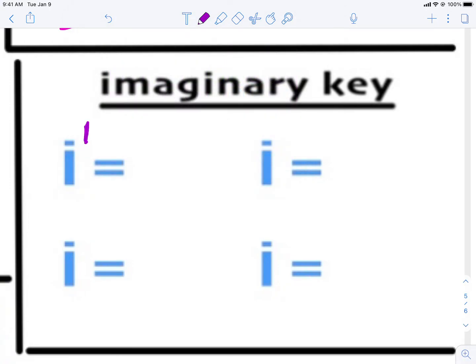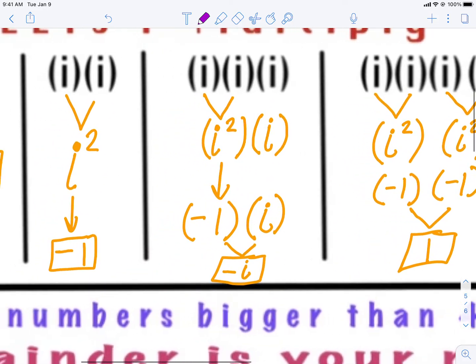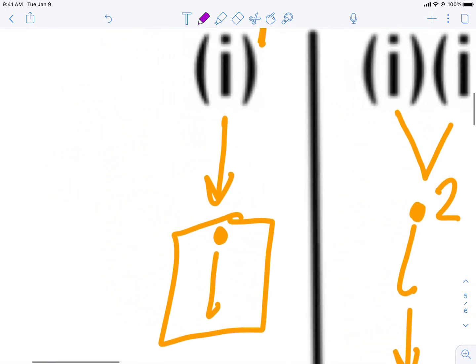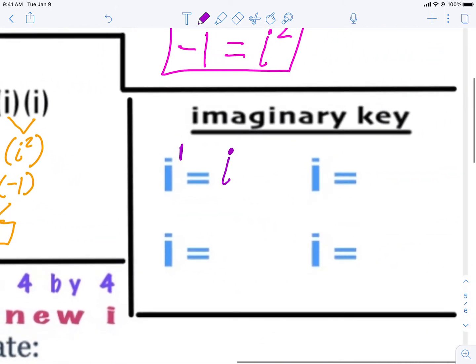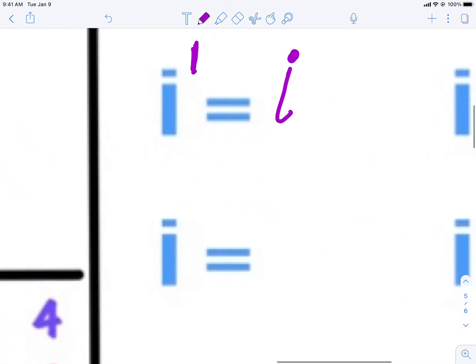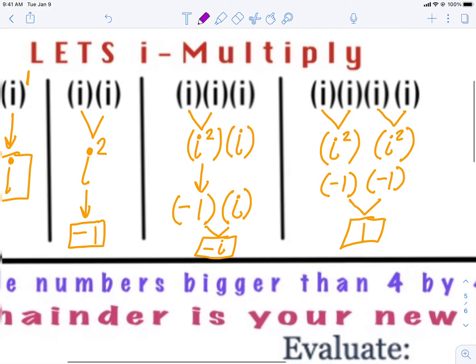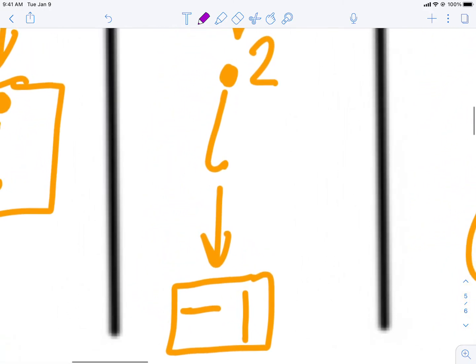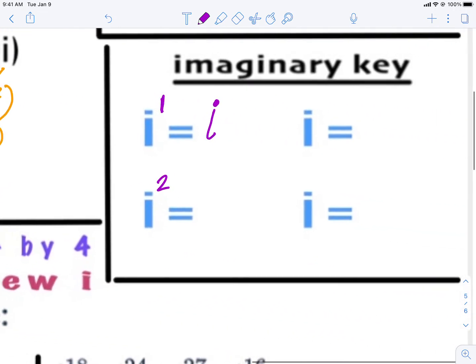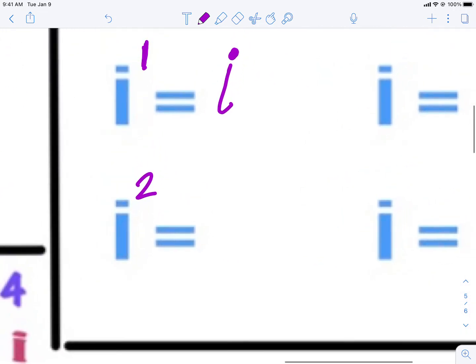I to the power of 1. Well, that's just equal to I. That's it. Right? Here it is right here. I to the power of 1 is just I. Right? What's next? I to the power of 2. Well, how much is I to the power of 2? We did it right here. I to the power of 2 is negative 1. So, I to the power of 2 is negative 1.